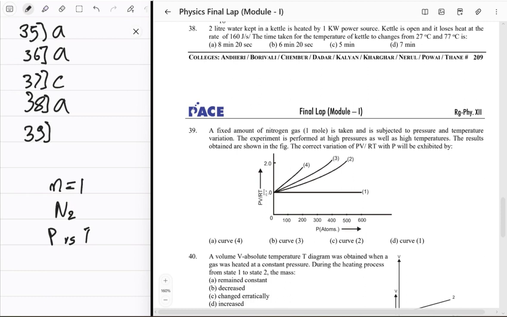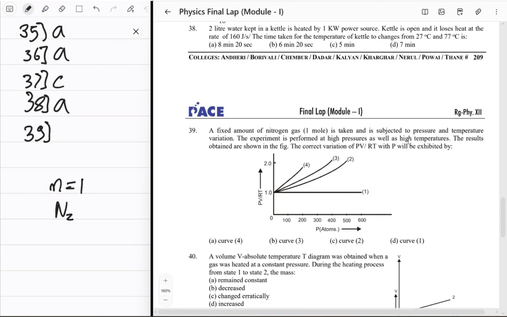Right, this is, oh, it's like PV upon RT. Okay, this is different. Whatever. Volume constant, right? Or is it not? The experiment is performed at high pressure as well as high temperatures. The result obtained are shown in the figure. The correct variation of PV upon RT with P will be. It's nitrogen gas though. I mean, it should not change.